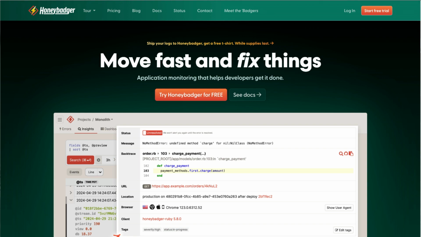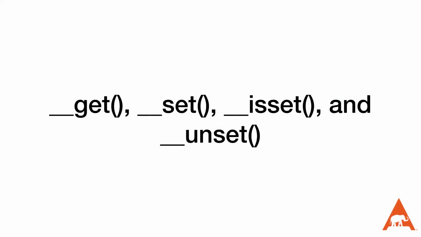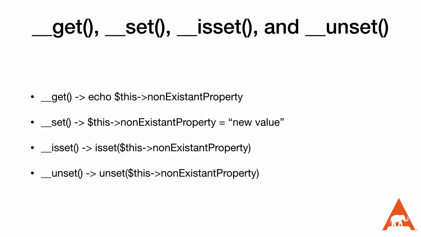The next batch of magic methods provides logic to support inaccessible or non-existent properties. The get and set magic methods are used when reading or writing, respectively, to an inaccessible or non-existent property. And the isSet method is used when calling isSet or empty on an inaccessible or non-existent property. The unset magic method is called when running unset on an inaccessible or non-existent property.